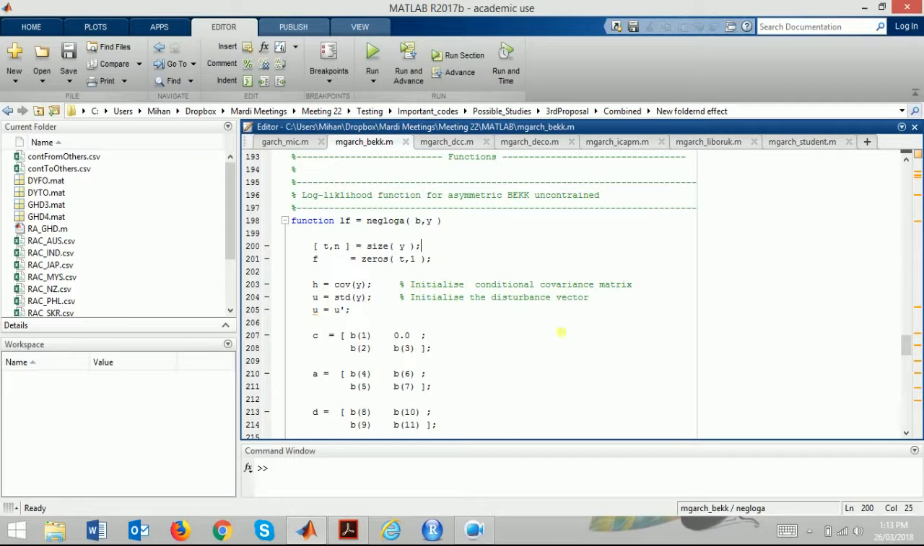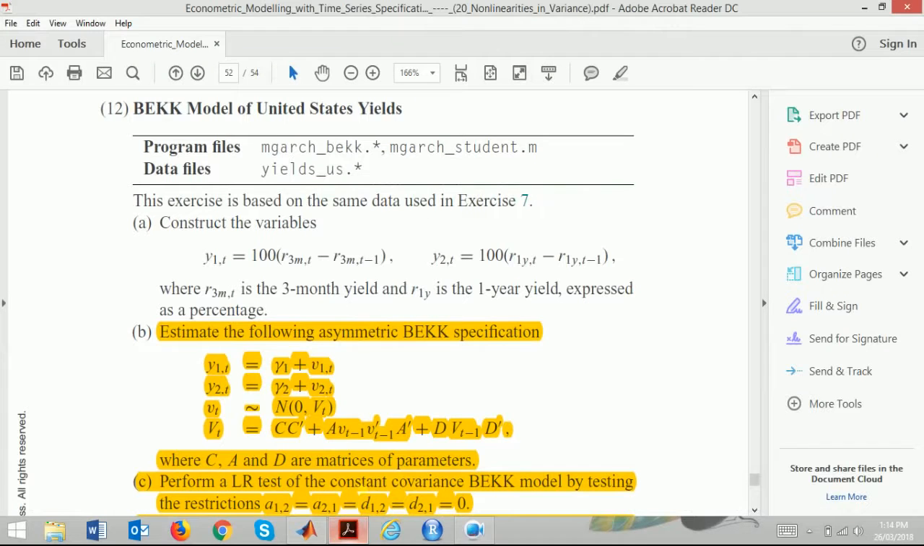So T and N equal the size of y. Okay, fine. F is zeros because we're going to initialize a loop. F is zeros, T rows and columns, size of y. H is the covariance of y, initializing the conditional covariance matrix. Because we have two variables, we take the covariance of y as the conditional covariance matrix. U is the standard deviation of y, the disturbance vector being initialized, so H is the covariance of y.